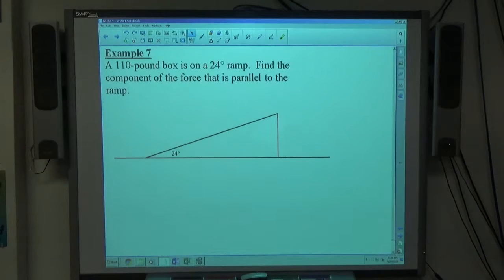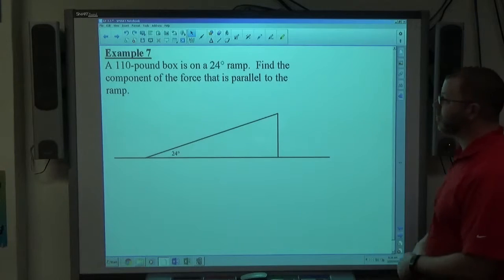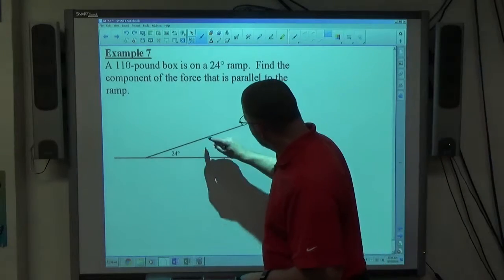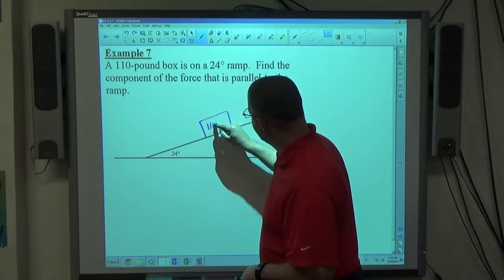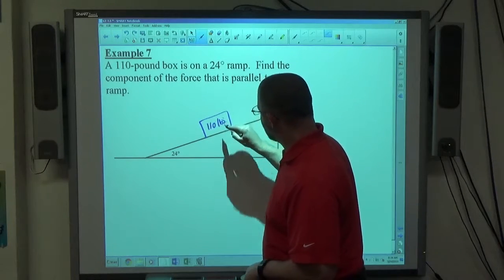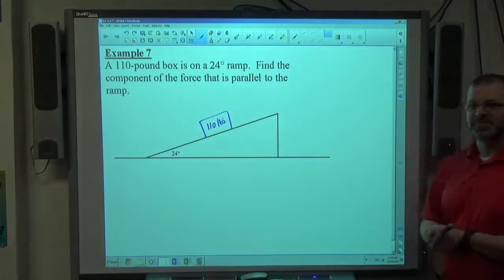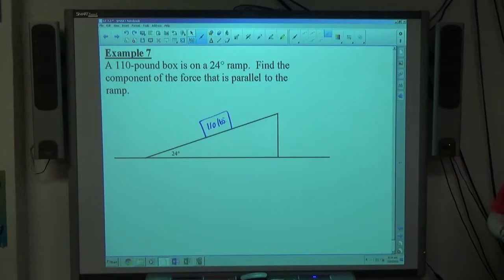Okay, example 7, a 110-pound box is on a 24-degree ramp. Find the component of the force that's parallel to the ramp. So, there's my box, it's 110 pounds. It's on the ramp, as we can see. And the ramp's at a 24-degree angle.